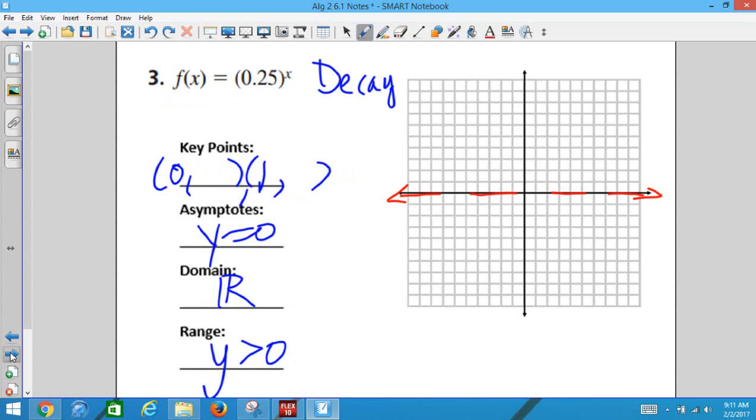This one is also decay. Walt, what'd you get for key points? Number 3. 0, 1. And 1, 2.5. Is that what he said? Okay, so we connect those, 0, 1, and then 1, 2.5.